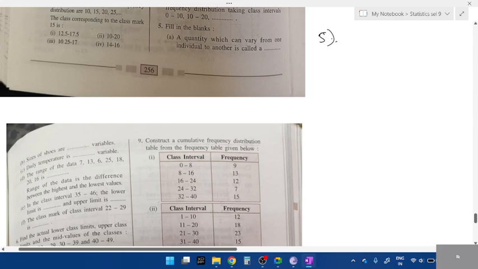And what's the answer? Fifth main, first one answer. The answer is wrong. A quantity which varies, whenever a quantity varies, we call it a variable. Okay, tell me the B one.